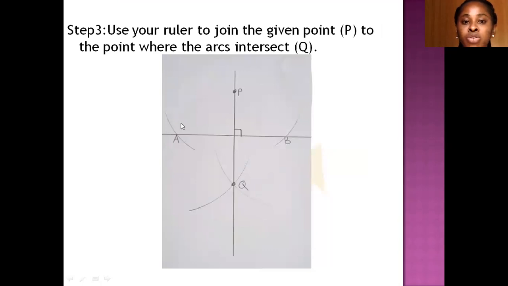Step three, use your ruler to join the given point P to the new point where the arcs intersect, which is Q. Use your ruler to join P and Q together to give us the required perpendicular line.